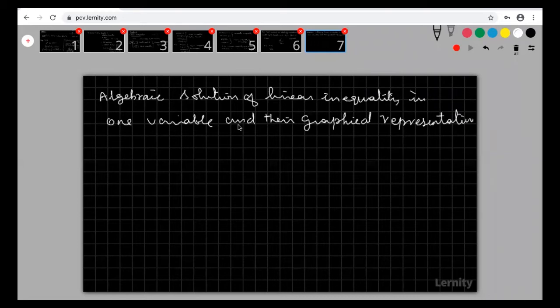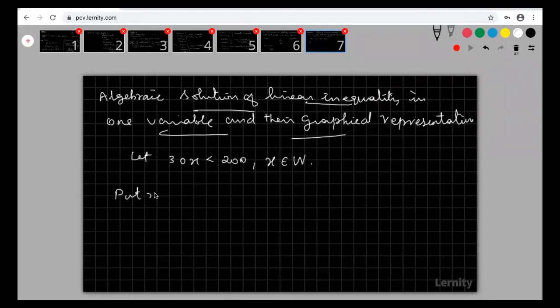And the graphical representation. Okay, so we are going to discuss the solution of linear inequality in one variable. Suppose first of all I am taking 30x less than or equal to 200, where x belongs to whole numbers. Put x is equal to 0. I am taking this inequality and I am going to find out the solution.